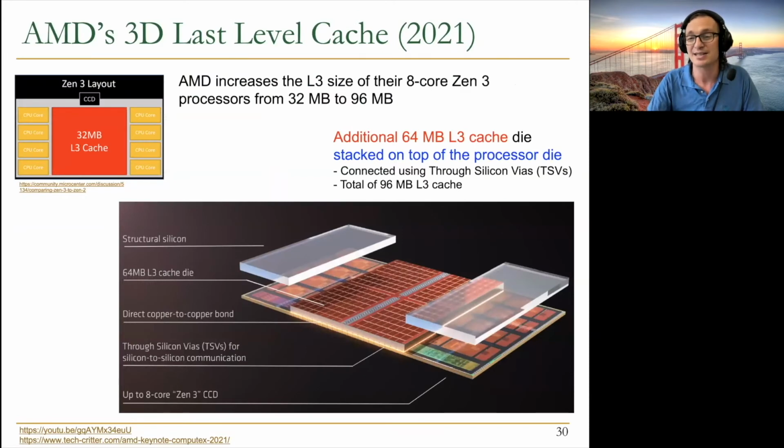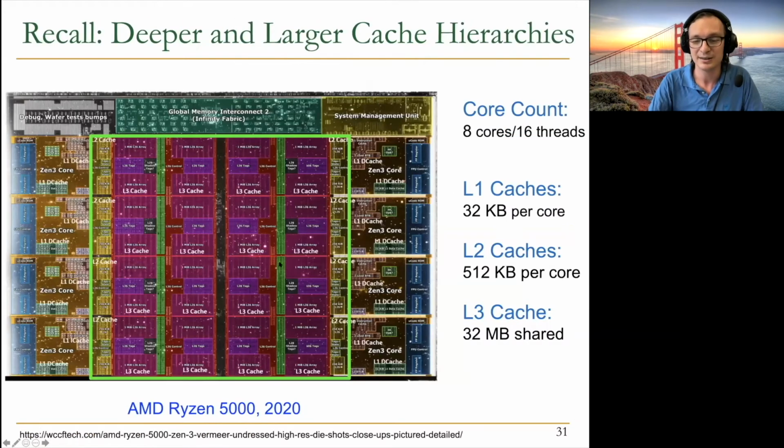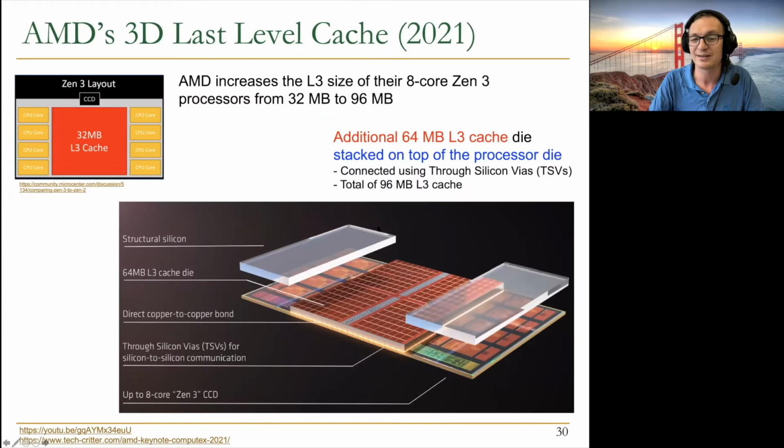And finally, this was announced actually earlier this week. This is AMD's 3D last level cache. Actually, we have shown this picture. This was AMD Ryzen from 2020. You can see that most of it is cache. And we said it was 32 megabytes shared cache. What they did was they added more shared cache, except they didn't put it on this die. They put it on another die that would fit on top of the processor die that we have seen, essentially.